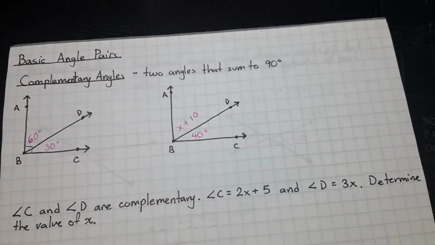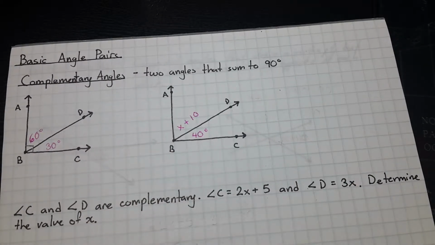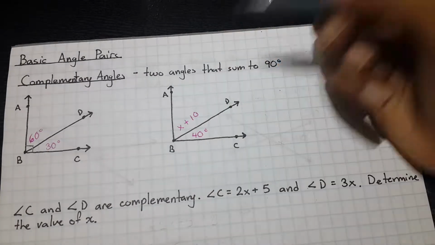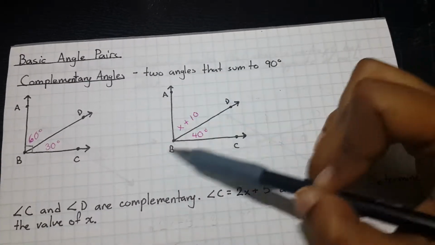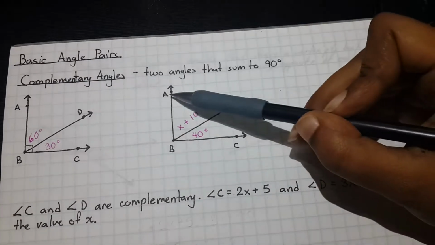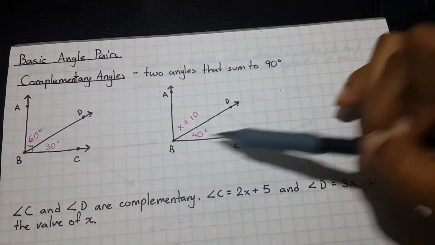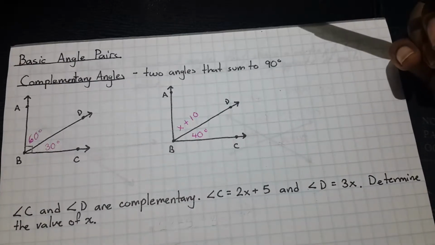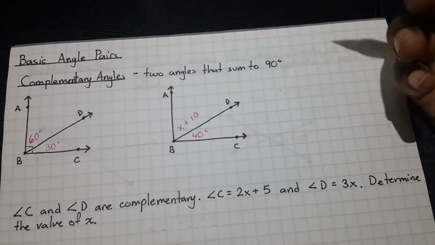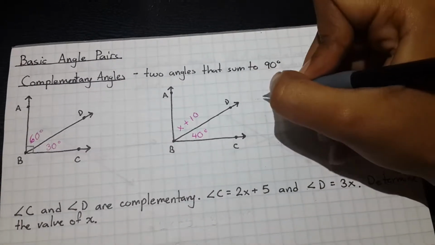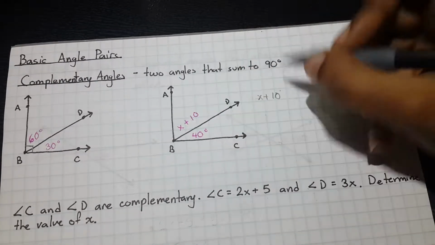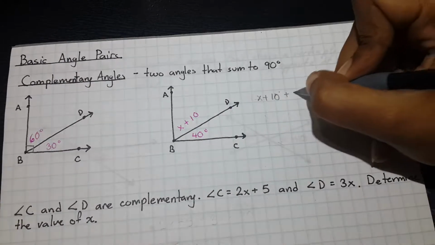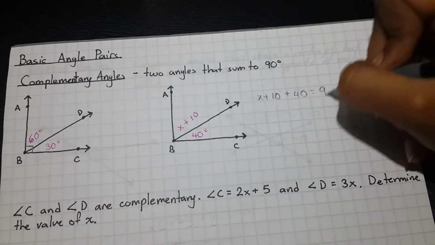So let's say we're given a simple algebraic problem where we're trying to figure out the value of x. I can either be given that angle ABC is a right angle, or that angle ABD and angle DBC are complementary angles. If I'm given either one, then I can write an equation: x plus 10, representing this upper angle, plus 40 degrees, that lower angle, and we're going to set it equal to 90.